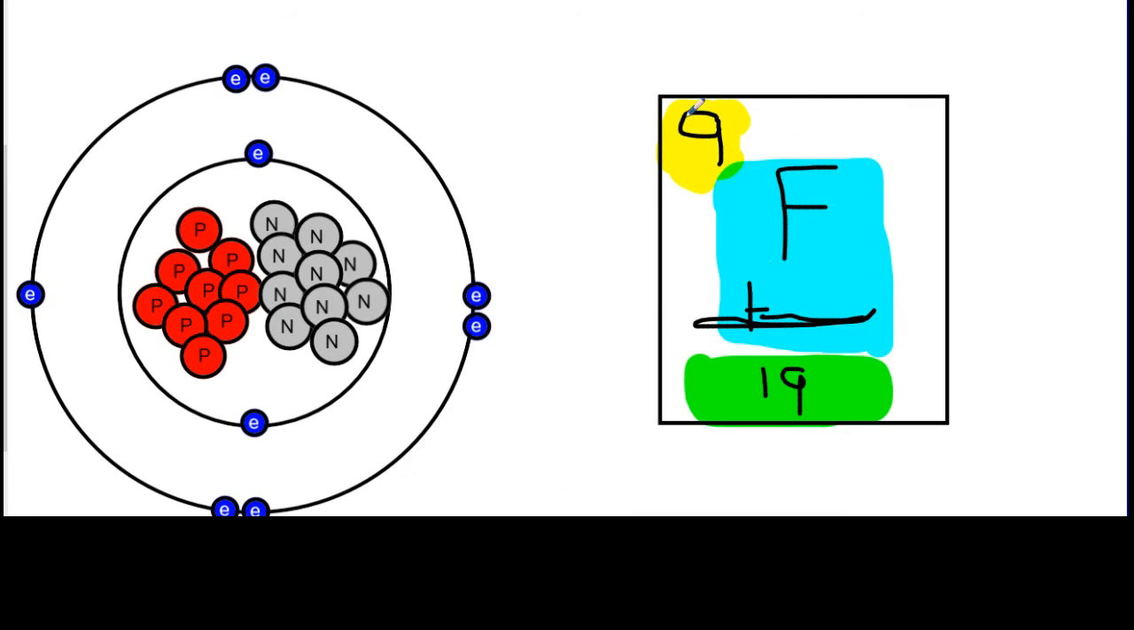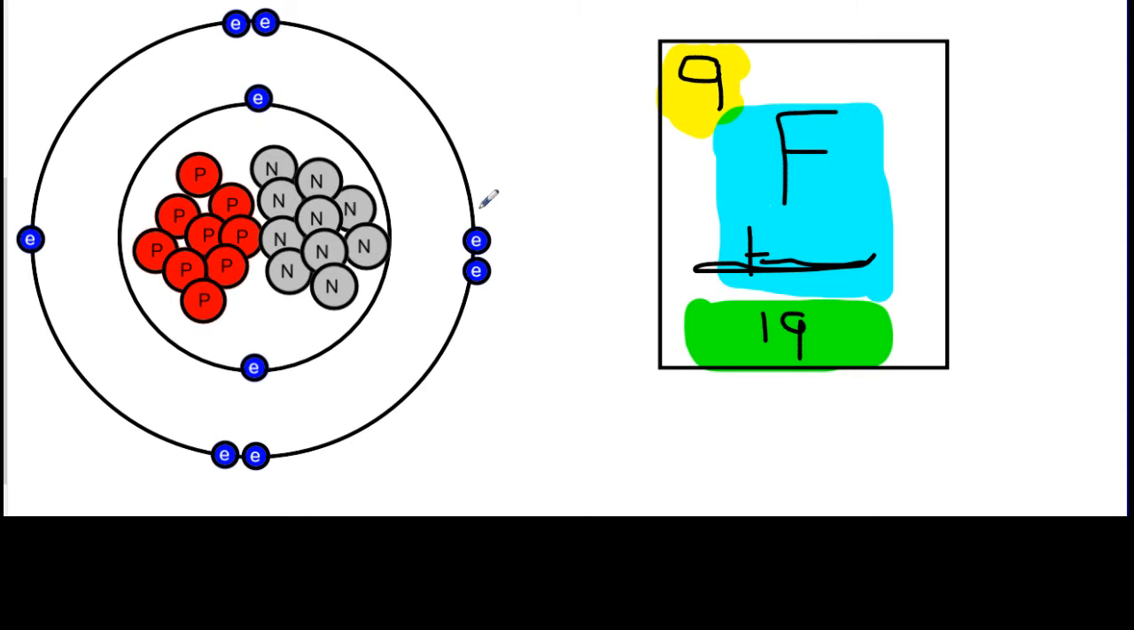And again, if we have 9 protons, we should have 9 electrons. So 1, 2, 3, 4, 5, 6, 7, 8, 9. Therefore, it's balanced.